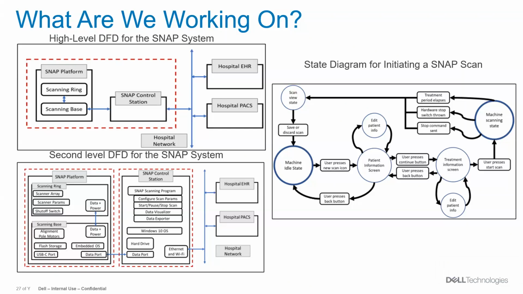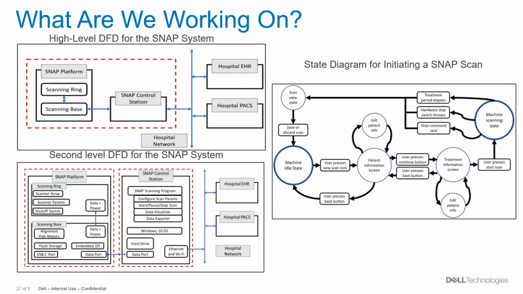So by listing all these questions, we create a high-level design, the high-level data flow diagram. In it, you see the Snap platform. Then you have the scanning ring and the scanning base, which communicate with the Snap control system. The red border line indicates your hospital network. And from the hospital network, the hospital EHR, the electronic health records, and the hospital PACS system could either be in the same network or in a different network, could be in the same building or even in a different building in a different network. That's why they are shown in a different network.